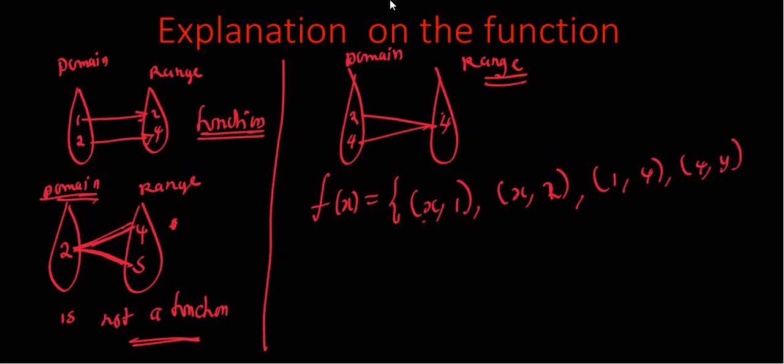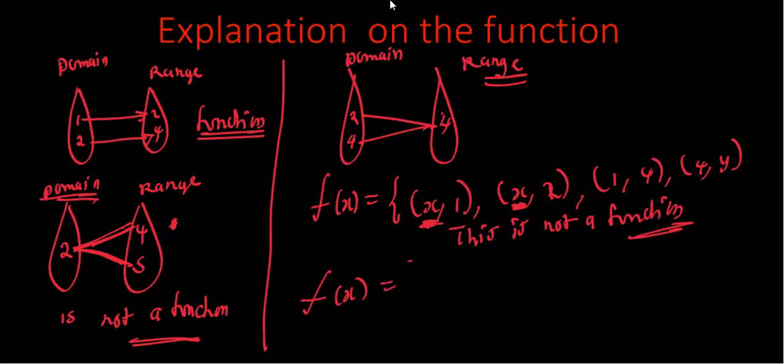If you look here, we have something that is repeating. Since we have something repeating in the x-axis, this is not a function. That's what it means. It can only be a function if there is no number repeating in the x-axis.